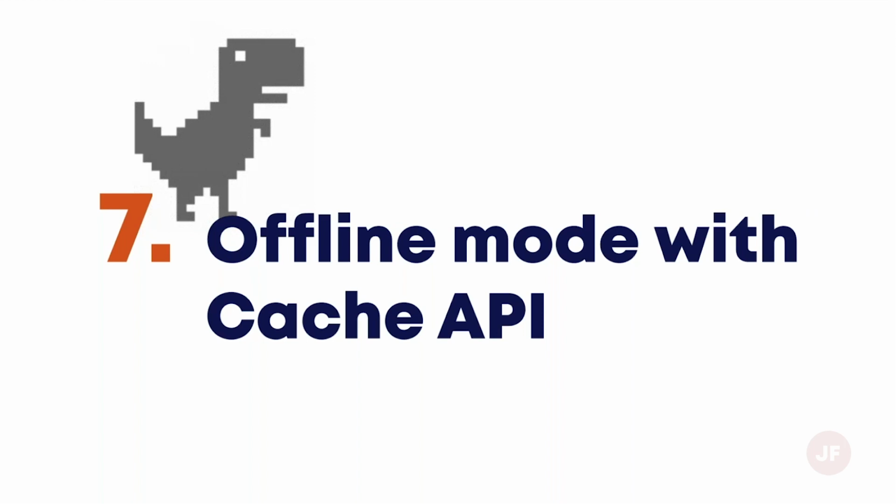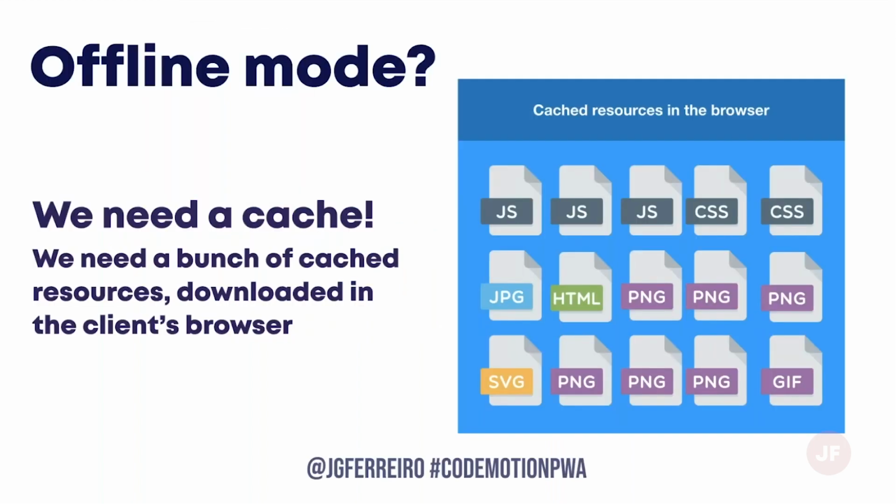And as I said before, this is the secret sauce, or one of the most important parts of a PWA, which is how can we cache resources and offer an offline mode to our users. So first of all, what I mean by offline mode: anytime that you go offline and you don't have internet connection, be able to keep using the application as you were using before.